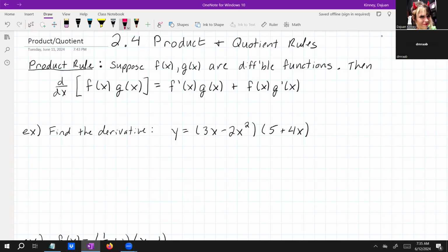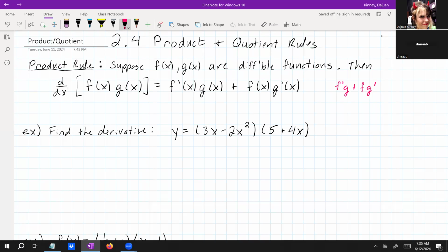We're multiplying things. So if we have two functions, f and g, they're both differentiable. Then the derivative of those is we take the derivative of the first times the second as is, plus the first times the derivative of the second. You can think of this as f prime g plus f g prime.